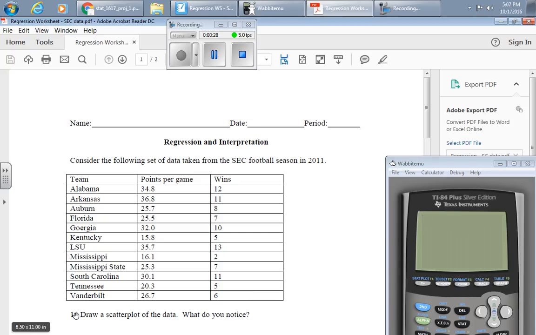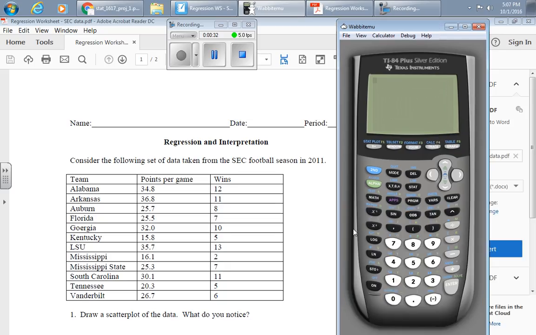The first thing I asked to do is to draw a scatter plot of the data. Now I'll move kind of quickly on some of this, so if you need to press pause, as always, press pause. I've typed this data into my calculator into L1 and L2, and I'm going to choose to make the points per game the explanatory variable. The horizontal axis will be the points per game.